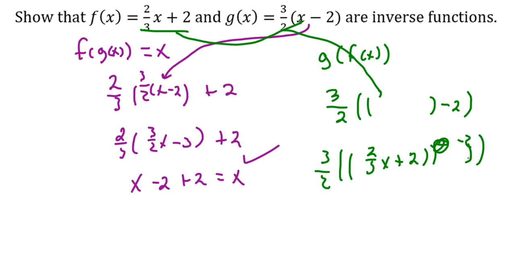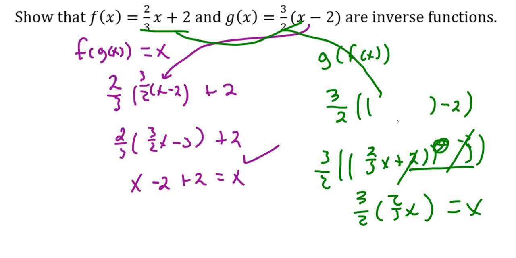Okay, and my writing pad is dying on me, but I'm not going to redo this video. So when I distribute, actually I'm just going to cancel out this plus 2 and minus 2. So I'm going to have 3/2 times 2/3 x, because these cancel out, boom and boom. And that's going to equal x. All right? So I proved here and here that these are inverses of each other.